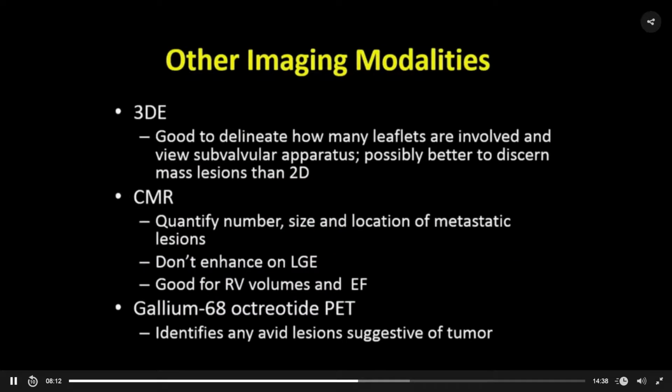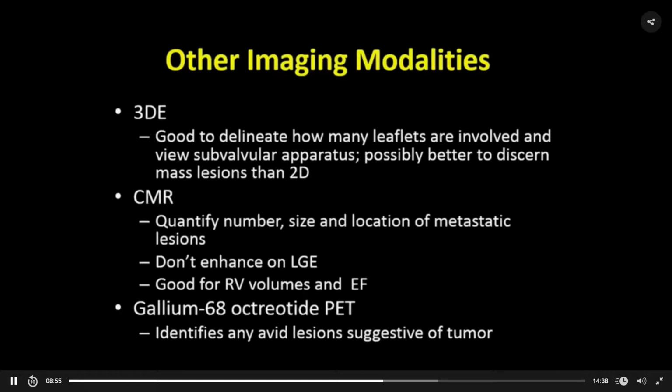What about our other imaging modalities? We have several that are complementary in this disease process. 3D echo can be helpful to delineate how many leaflets are included in the disease process and also to view the subvalvular apparatus in a way that's difficult with 2D. It might be better than 2D to ascertain whether there are mass lesions, myocardial mets, but honestly, if you're really looking for mass lesions, you'd probably be better off with MRI to quantify the number and the size and the location of those lesions. They don't tend to enhance on late gadolinium enhancement, so you can just use a simple, straightforward MRI.